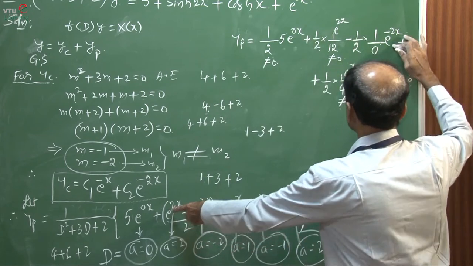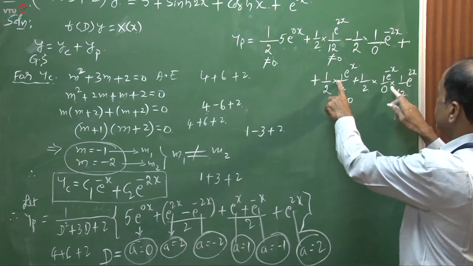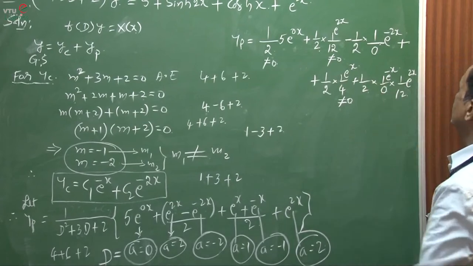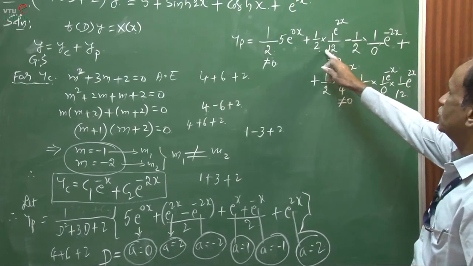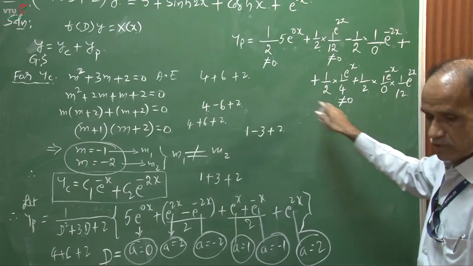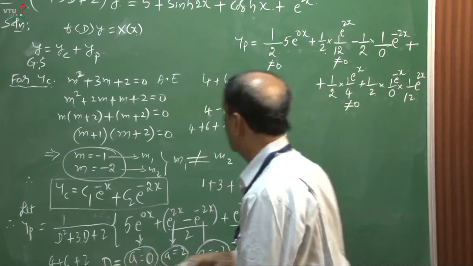E to the power minus 2x. E to the power x. E to the power minus x. E to the power 2x. There are two cases of failure. All those cases we have to discuss now.